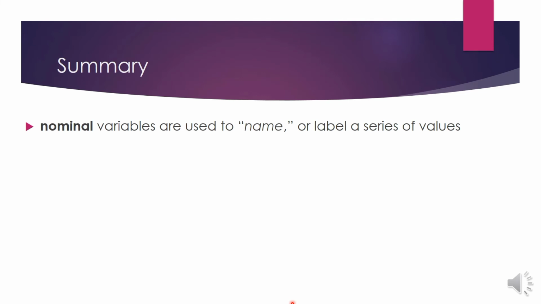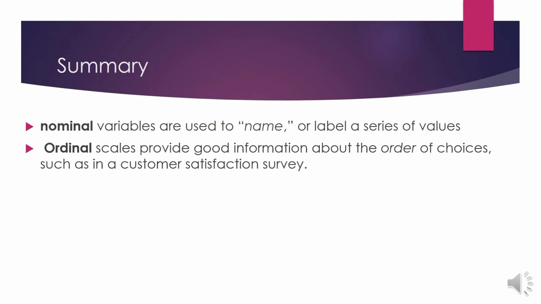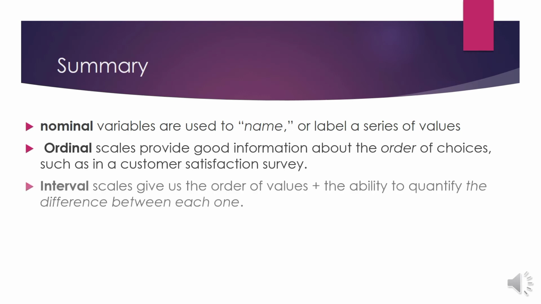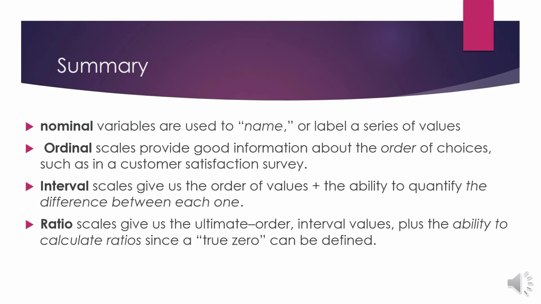Nominal variables are used to name or label a series of values. Ordinal scales provide good information about the order of choices, such as in a customer satisfaction survey. Interval scales give us the order of values plus the ability to quantify the difference between each one. Ratio scales give us the ultimate order, interval values, plus the ability to calculate ratios, since a true zero can be defined.